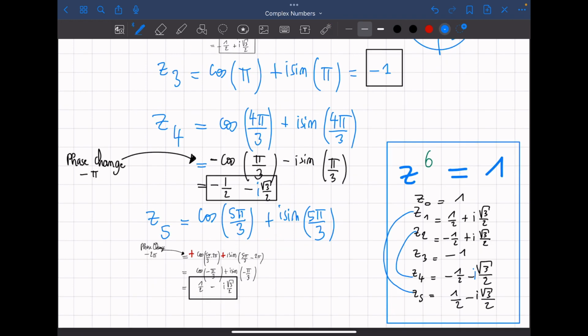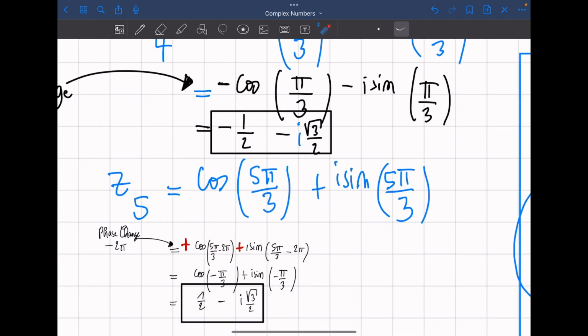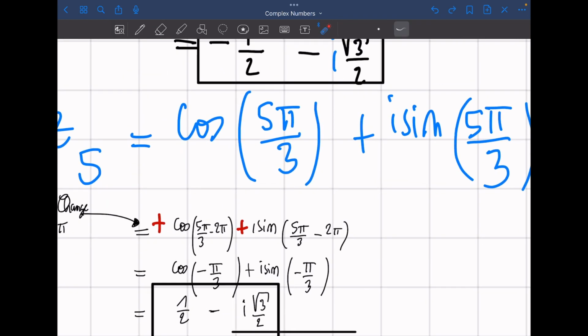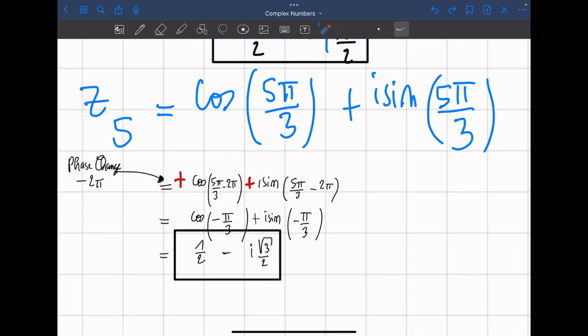Here we have this example with 5 pi divided by 3. So you could do minus pi and then again minus pi. Minus minus would be plus. So you can just do it faster by minus 2 pi directly, and then you don't have to change the sign. So when you do minus 2 pi, the phase changes, and then you get this symmetry and you end up with this.